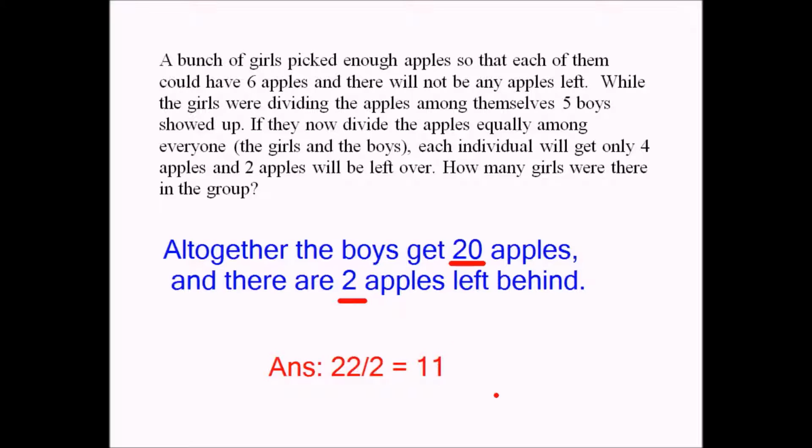If you had 11 girls and each girl lost 2 apples, you would have 22 apples, and you can use those 22 apples to give each of the 5 boys 4 apples, and you would have accounted for 20 apples, and there would be 2 left over. So the answer is 11. See if that makes any sense.